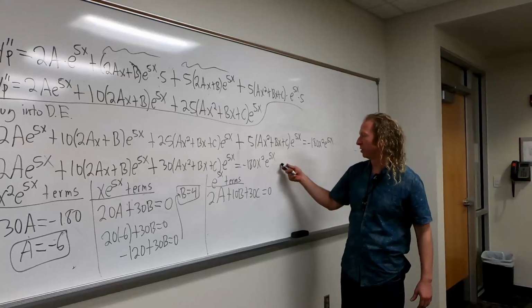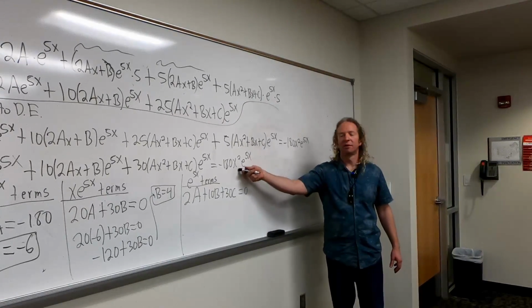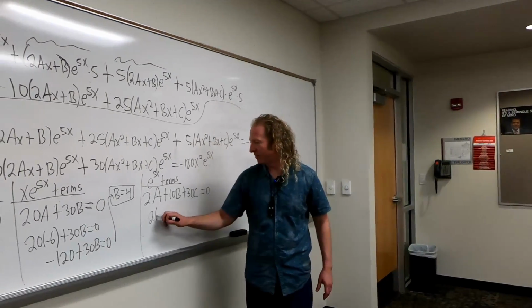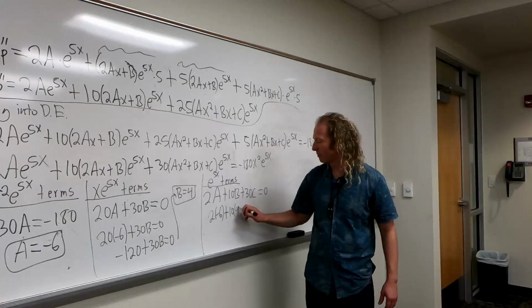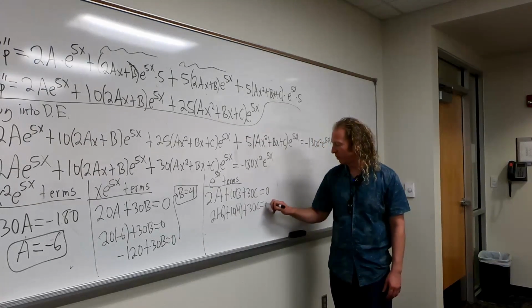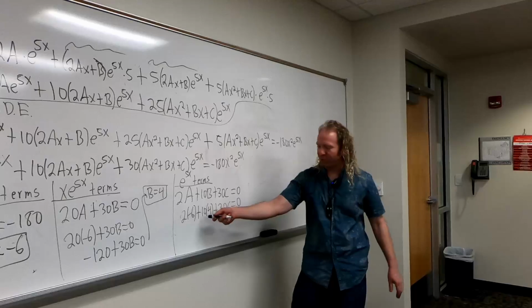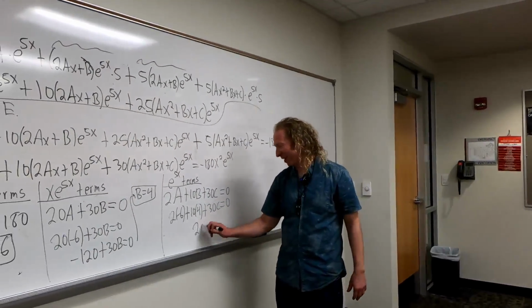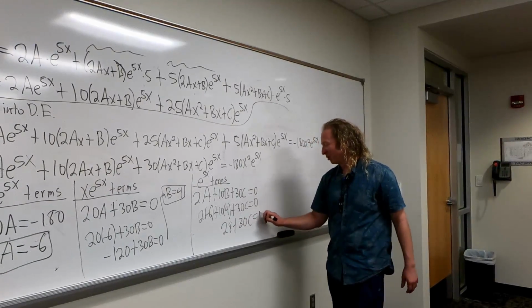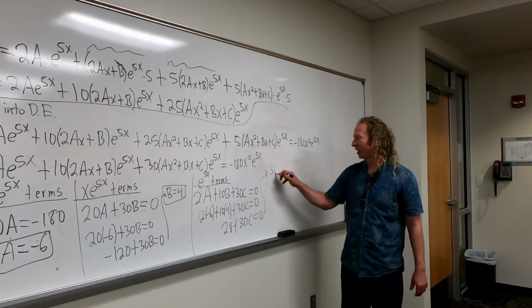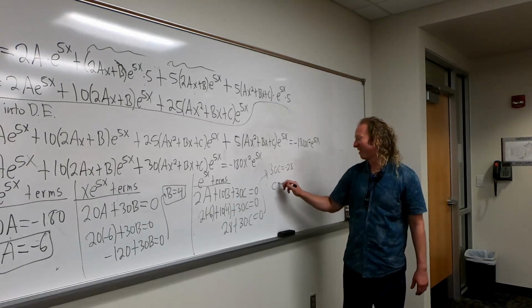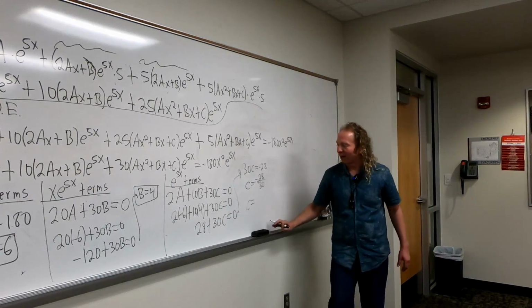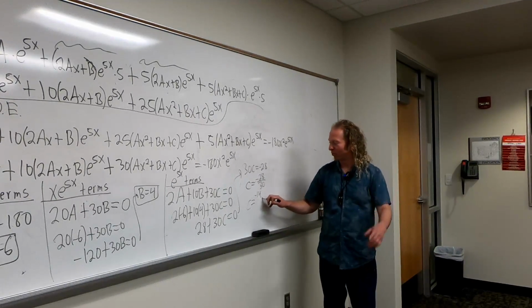There's no e to the 5x here on the right side. A is -6, so it's 2 times -6. B is 4, so 10 times 4 plus 30c. That's equal to 0. So we have -12 plus 40, which is 28. So tough, right? Sort of wears you down. 30c equals -28. Fractions. Oh, there we go. -28 over 30. Fractions are our friends. -14 over 15.